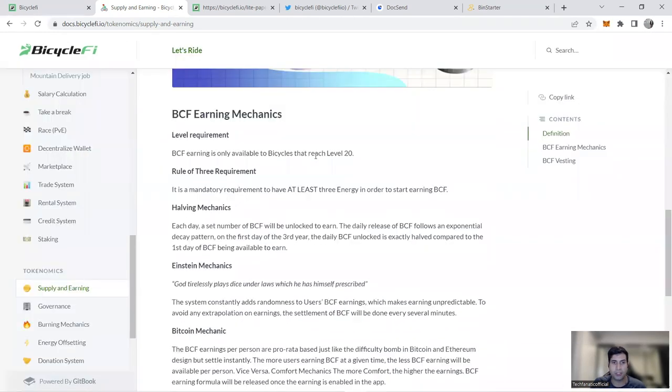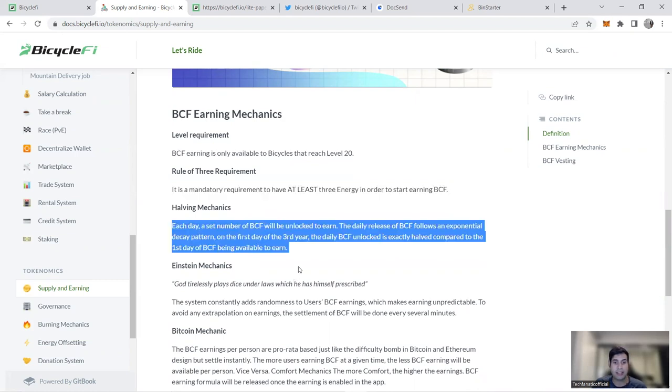So as I mentioned, for the BCF earning mechanics, you need to have level 20 or higher if you want to earn BCF token in game. And you need to have at least 3 energy bars in order to start earning BCF. And each day there will be a decay pattern for the BCF, and the unlock token will be halved, just like Bitcoin halving system, to make it more deflationary and as well as more rare.